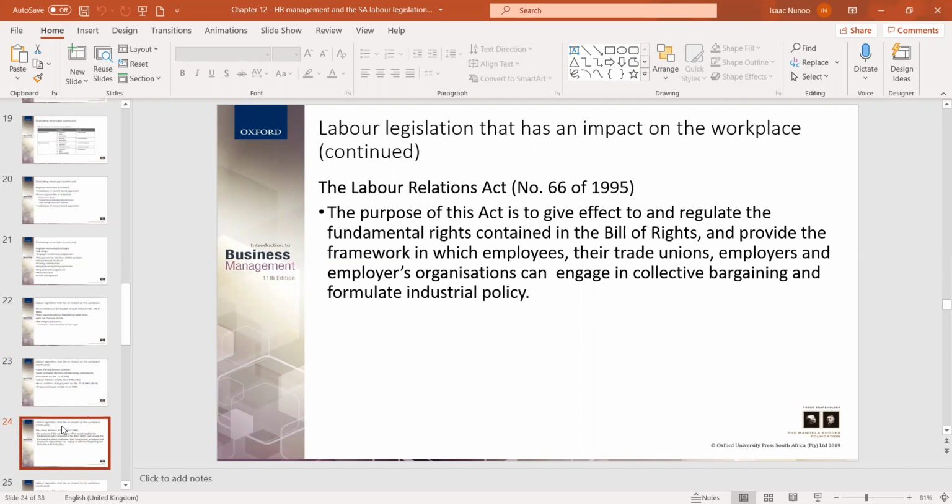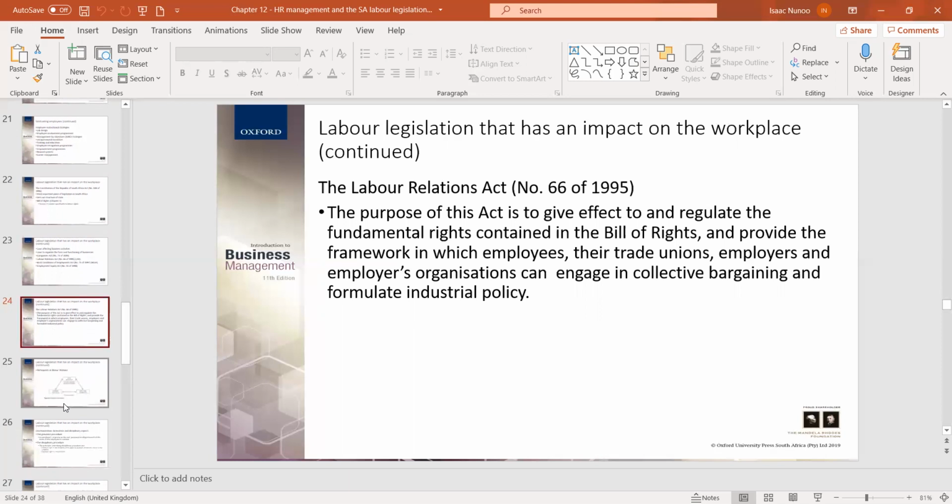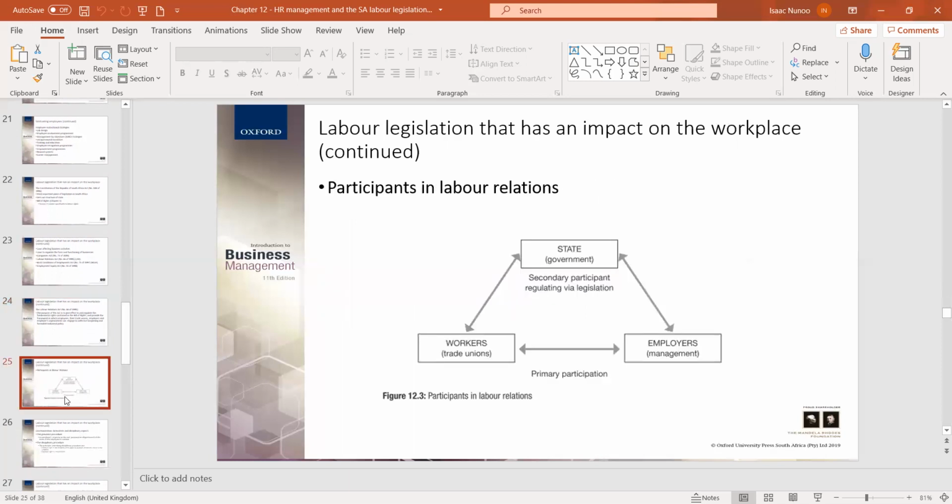Now, legislation gives effect to regulating fundamental human rights, the trade unions, and the employees. So we have the government, the state, basically responsible for regulating and fair legislation. Then we have the two main parties, that is the workers and the employers. So these three come together to form what we call a tripartite, and they work in tandem. We have laws that protect the workers, especially workers' rights against discrimination, and we have the secondary participants.